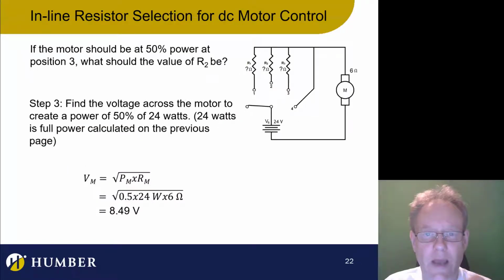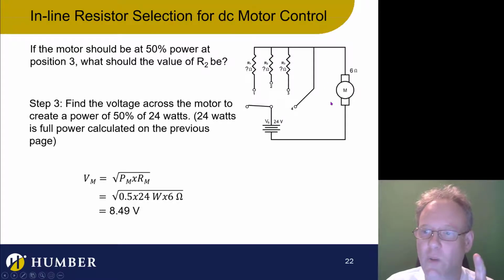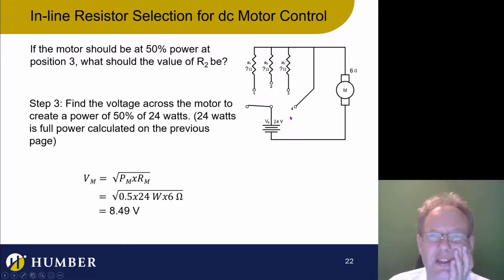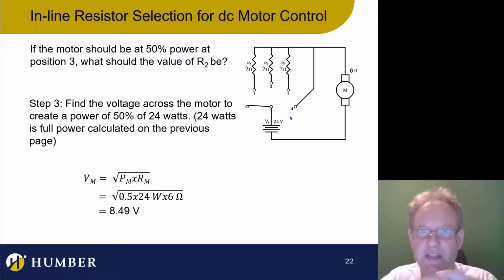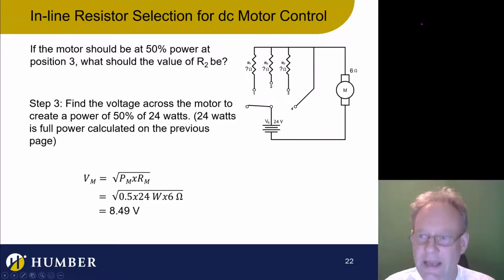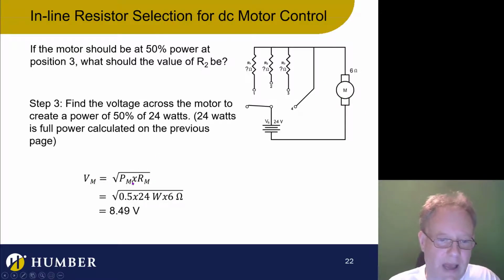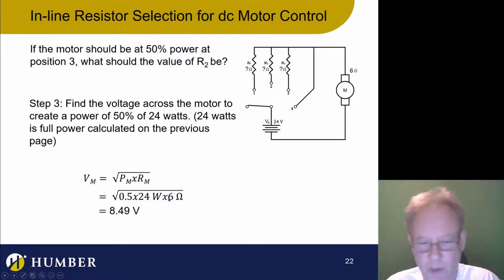Okay, so what we're going to do now is calculate this resistor here. We want this thing to run at half power. So did we divide the voltage by half? Well, no. We've seen that it's not a linear relationship. So let's just do the math. What is the voltage I put on this motor to make it run at 50%? Well, just unpack this formula here, because this is the power formula with voltage in it. I put my values in and 8.49 volts. Okay, that's cool.